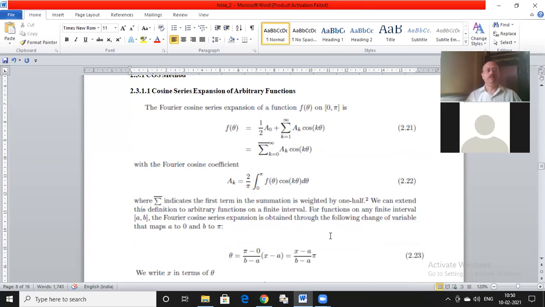All right. So we can extend this particular definition to arbitrary functions. So any arbitrary function on a finite interval can be used, because 0 to pi, I can always map into any finite interval.